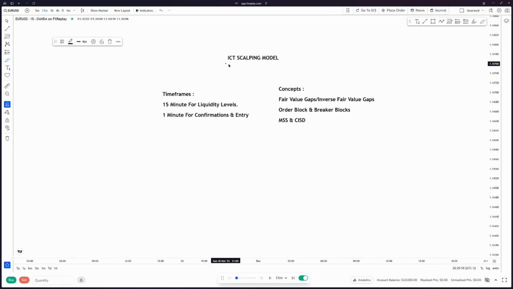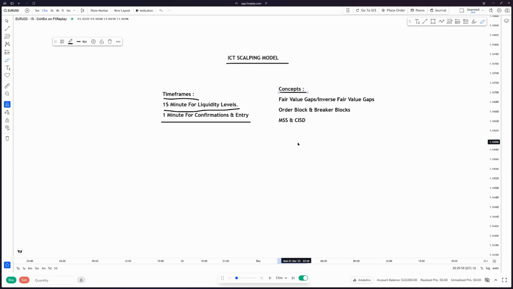Now I will show you the ICT easiest scalping model. First, let's look at which time frames we will use in this model. First, we will use the 15-minute time frame to look for liquidity levels. Then we will use the 1-minute time frame for confirmations and entry. Now let's look at the concepts.